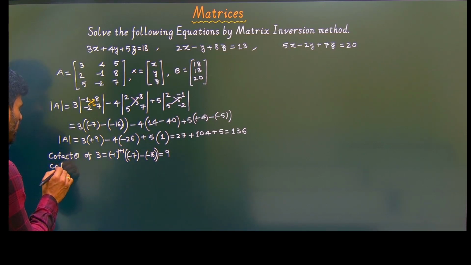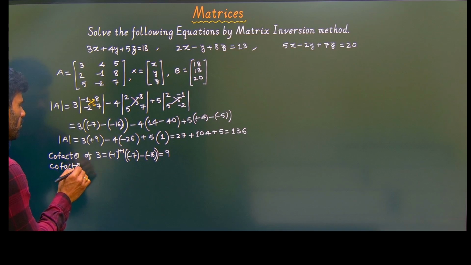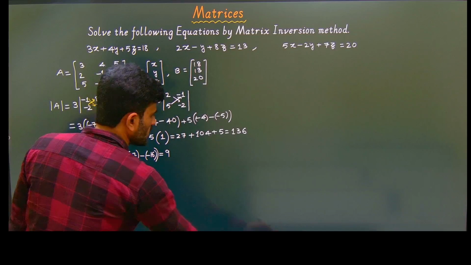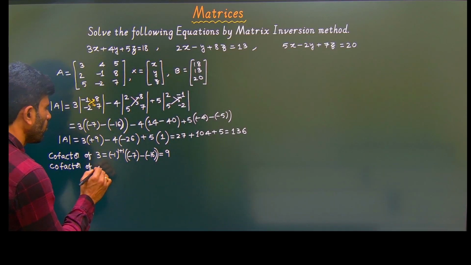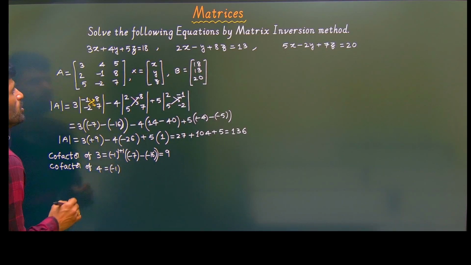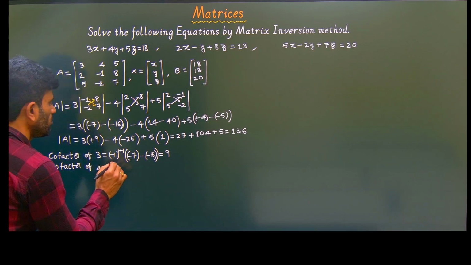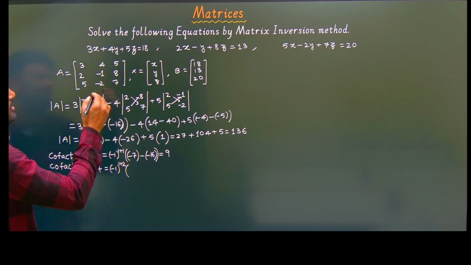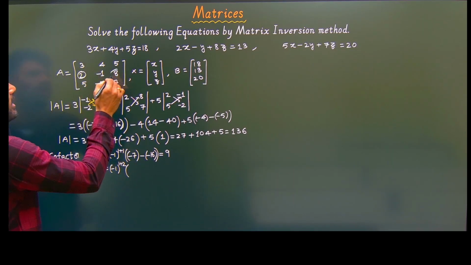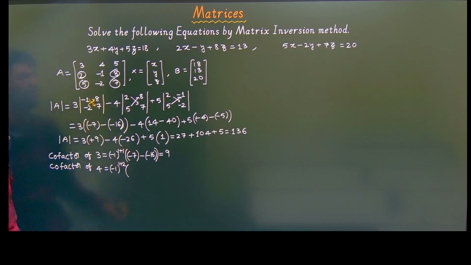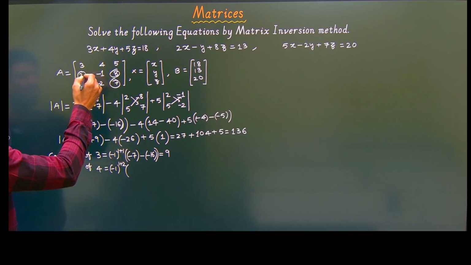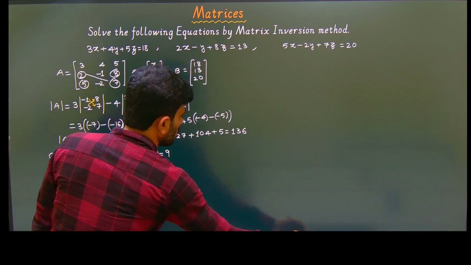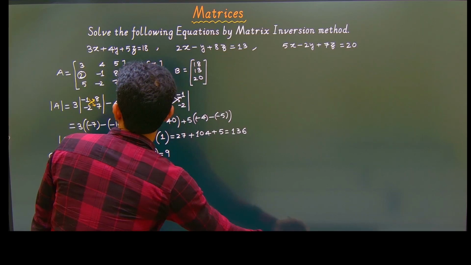Now cofactor of 4. Cofactor of 4 is equal to minus 1 whole to the power of, 4 is present in the first row, second column, so it is 1 plus 2, minus 1 whole to the power of 1 plus 2 into, like before, the same we follow. So 2, 8, 5, 7 we will be having. So we have to multiply 2 into 7 and 5 into 8. Same way as when we found the determinant, we have to follow the same here also.